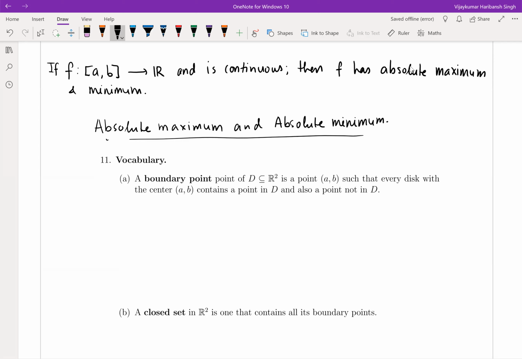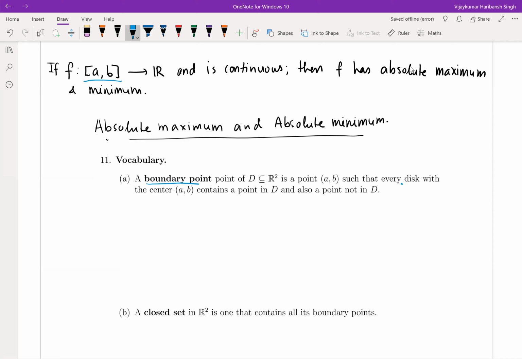We want to have a similar result for functions of two variables now. So first we will generalize this idea of closed interval. What could be a reasonable generalization of closed interval in R2? For that, we have the following definition. What is a boundary point? A boundary point of D, which is a subset of R2, is a point (a, b) such that every disk with the center (a, b) contains points of D and also points that are not in D.